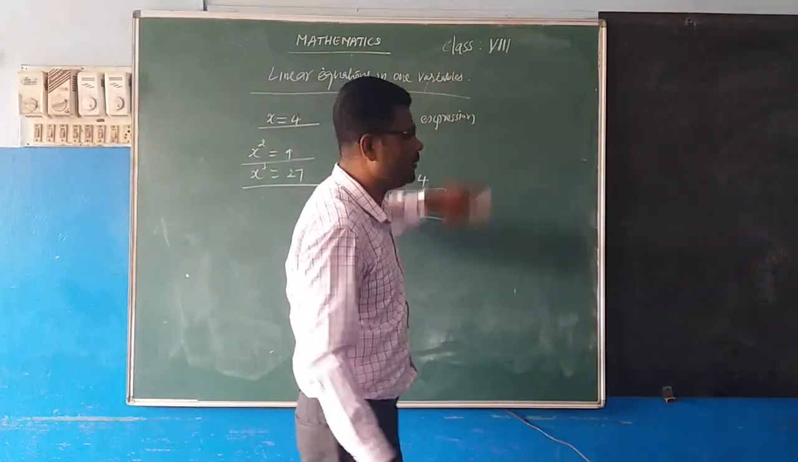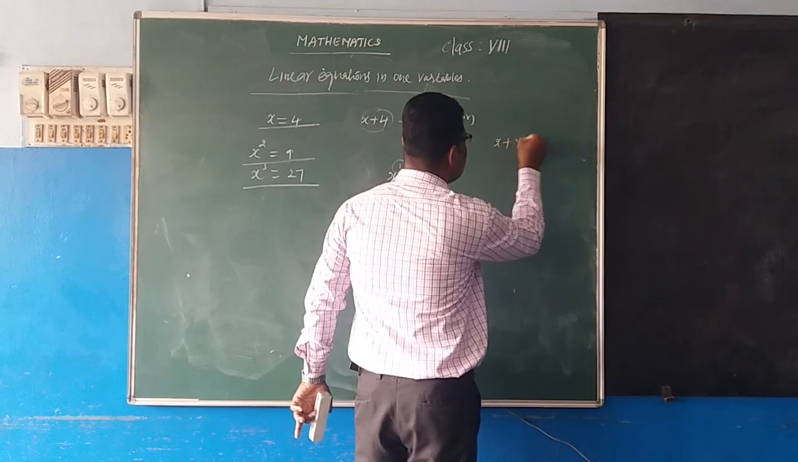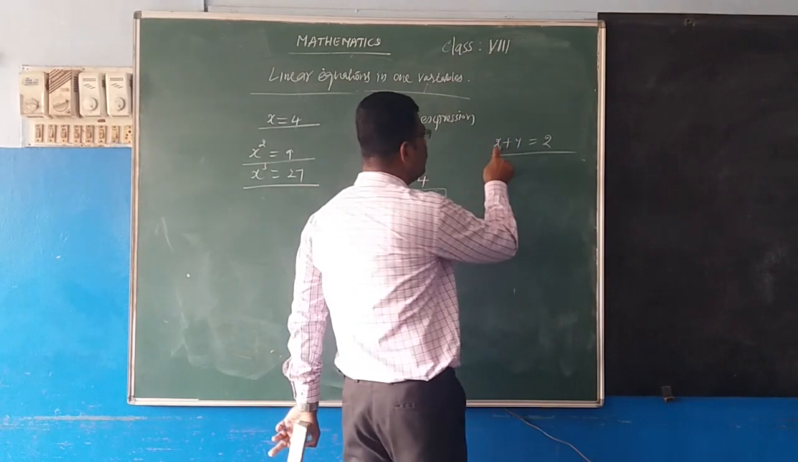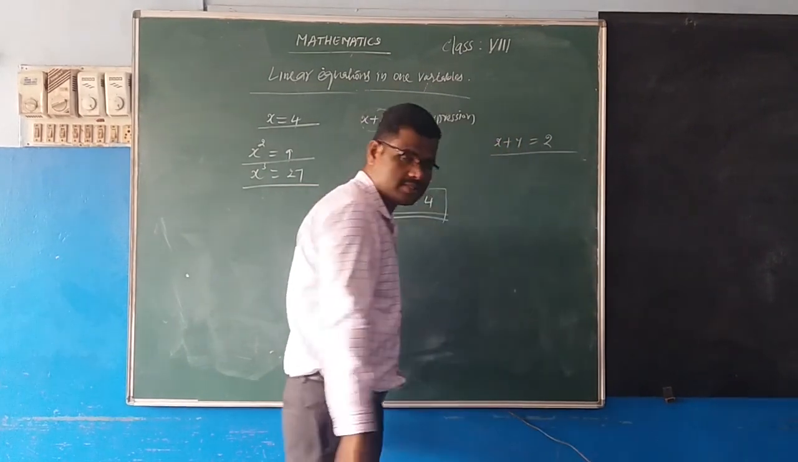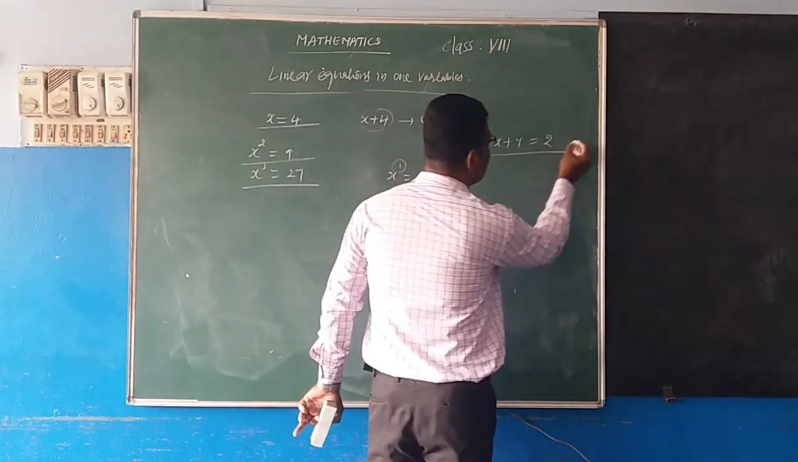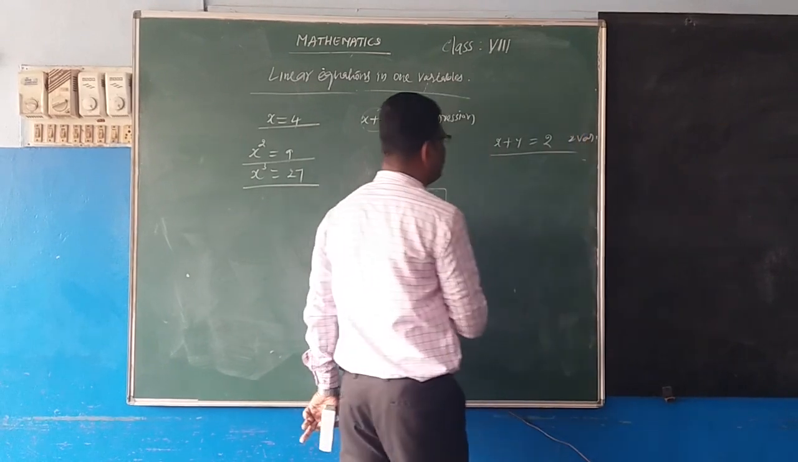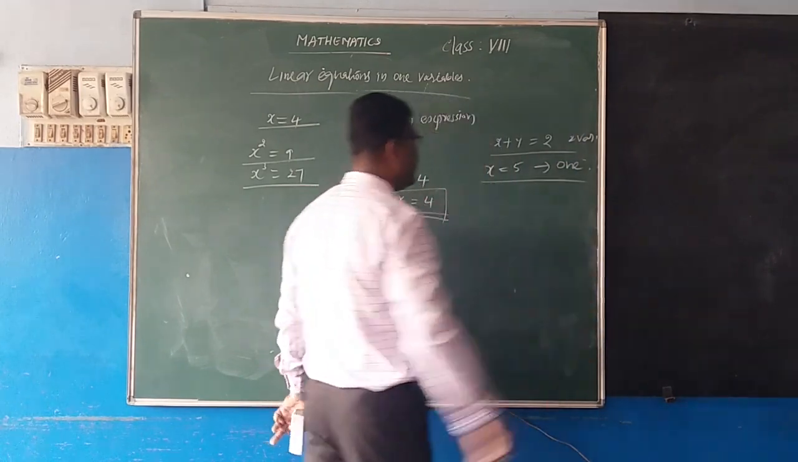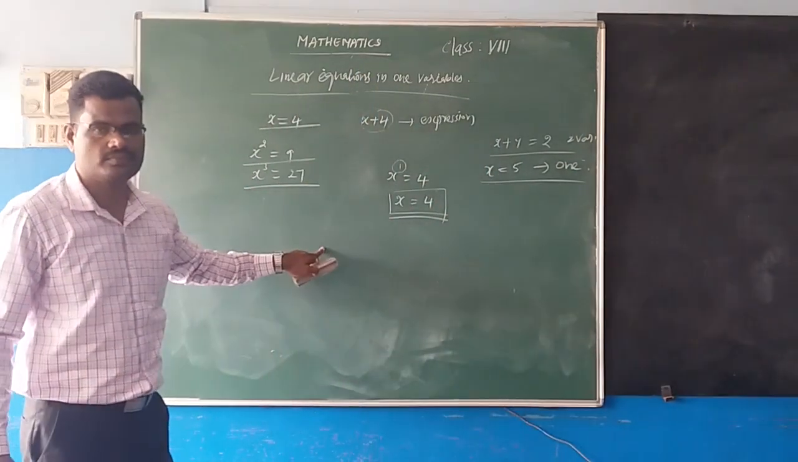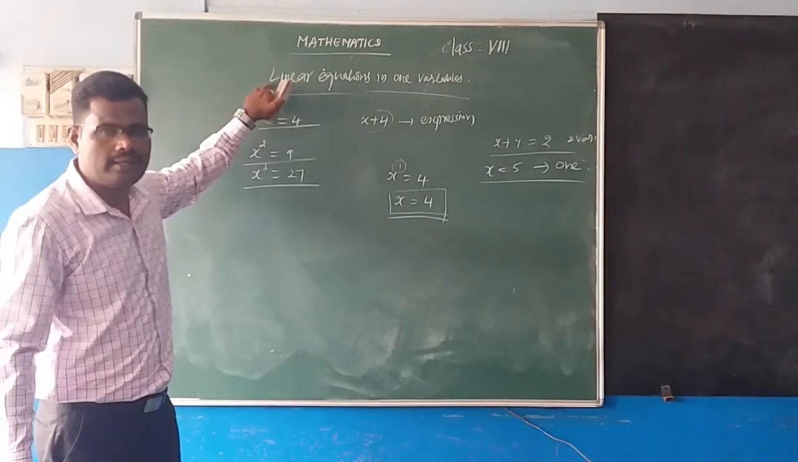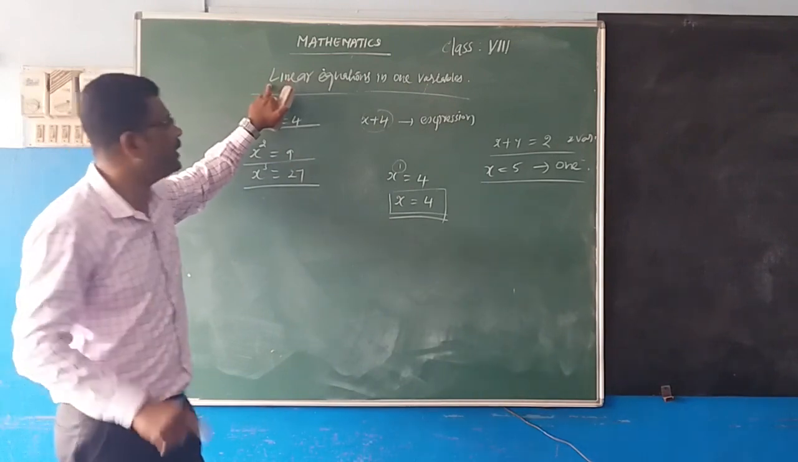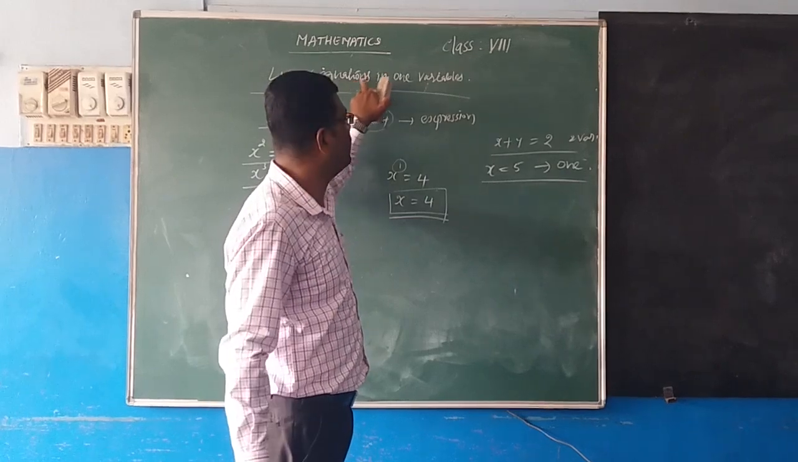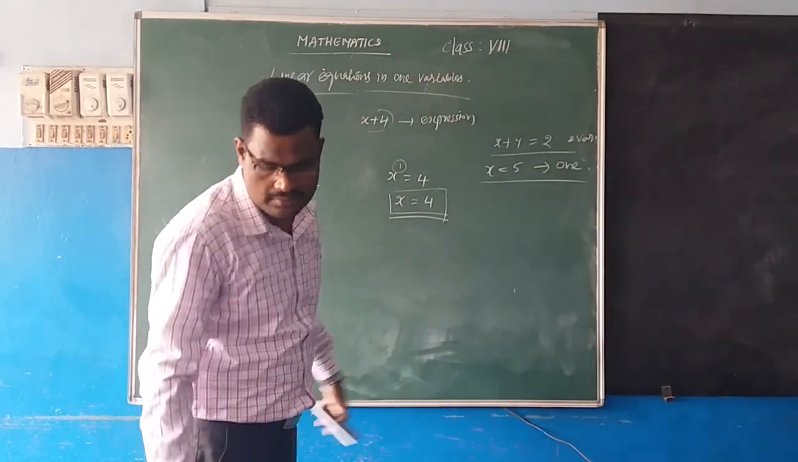Linear equation in one variable. Is x plus y is equal to something a linear equation? Yes, of course. How many variables are there? Two variables. So it is a linear equation in two variables. x is equal to 5 is a linear equation in one variable. Like this equation we are going to see. Understood? An equation containing a variable of degree 1 is called a linear equation, and having only one variable, it is called in one variable.